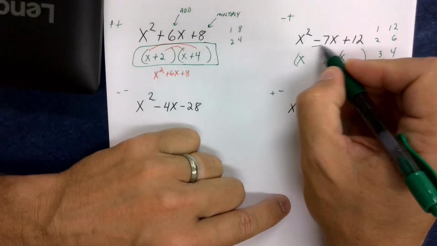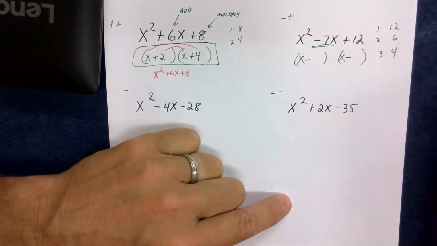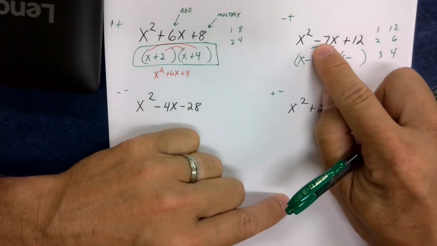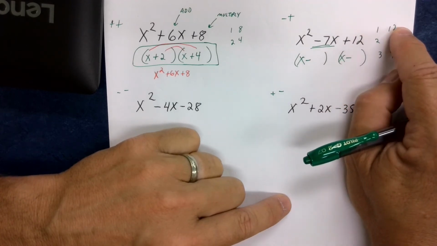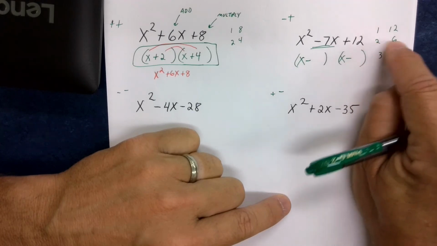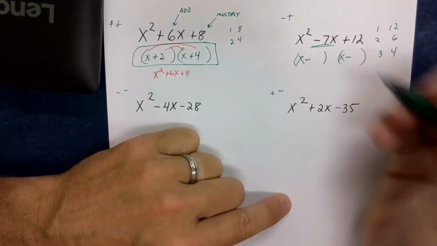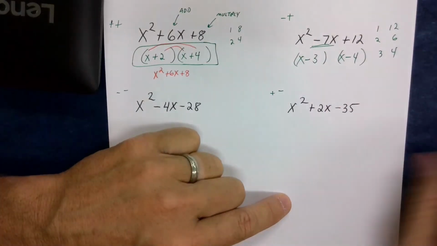I see that my middle term has to be negative, so that means both of my signs must be negative. Now I need numbers that add together to equal negative 7. So 1 and 12, or negative 1 and negative 12, equal negative 13. That's not negative 7. Negative 2 and negative 6 equal negative 8. That's not negative 7, but negative 3 and negative 4 do add up to negative 7. So I get x minus 3 and x minus 4.